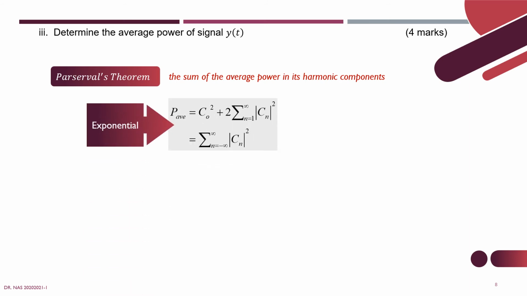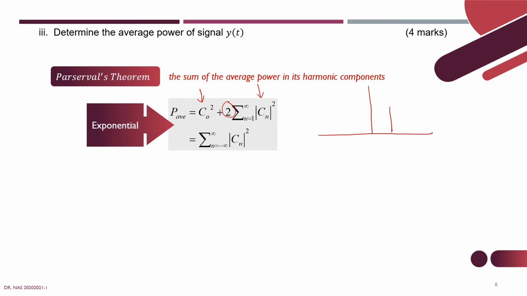If you have an exponential spectrum, or a frequency spectrum, you can calculate the P average by having the magnitude of each component or its harmonic. So starting from your C0 squared plus 2 times your Cn squared. Okay, so why multiply with 2? If you remember, the exponential spectrum is double-sided.